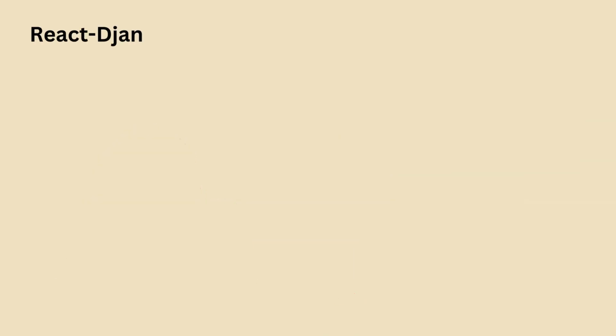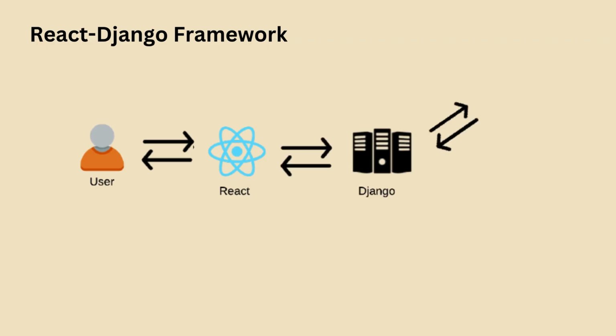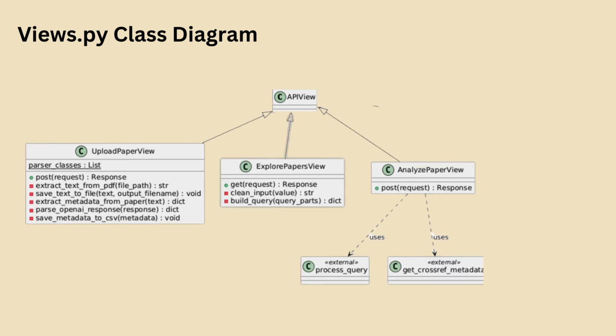For the backend, I've used a React Django framework, so the user interacts with the React frontend. The React frontend sends data to the Django backend. The Django backend makes calls to OpenAI and Neo4j. The backend has 4 classes in API view: the Upload Paper view, Explore Papers view, Analyze Paper view, and Graph Path view.